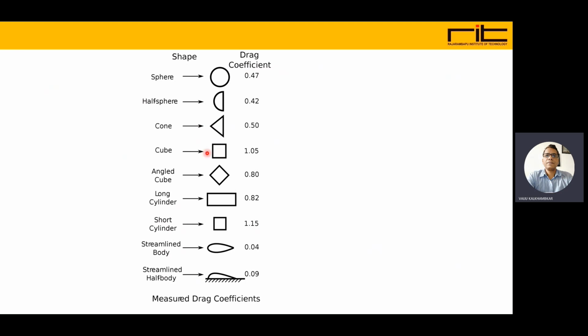Now there is a cube shape, and this is the cylindrical shape. So here the drag coefficient is larger. A streamlined body will show a much lower drag coefficient because of its shape. Opposition is less at the front area as well as the back area of the vehicle. So it is 0.04. Streamlined half body shape, it will be 0.09.